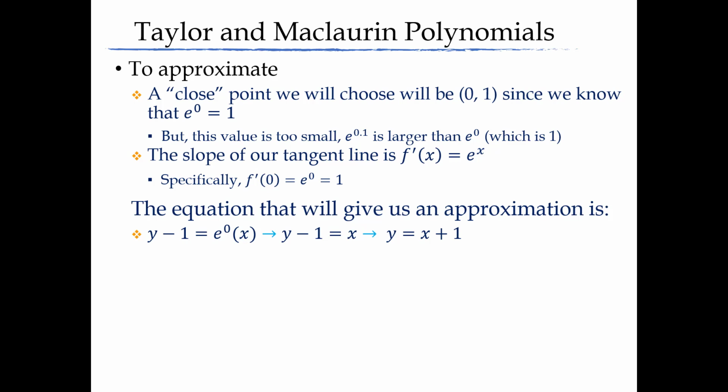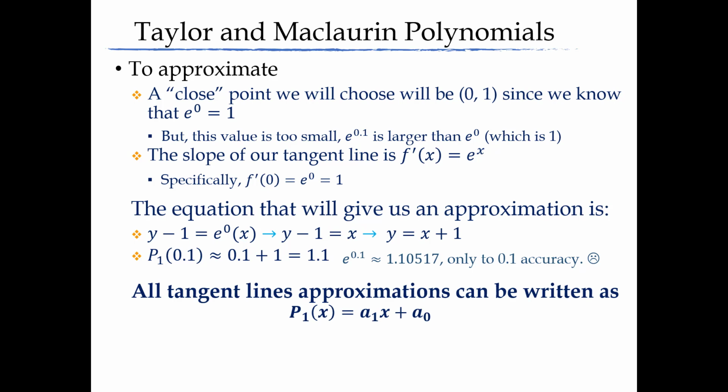If we do that, we'll get y minus 1 is equal to x, which of course we could simplify to y equals x plus 1. Using this linear equation, we can now try to evaluate e to the 0.1 power when x equals 0.1. So all we have to do is substitute 0.1 in for x, and we get that it's approximately 1.1. So we could say e to the 0.1 power is approximately 1.1, but it's definitely not to the 0.0001 accuracy. The actual value of e to the 0.1 power is 1.10517, and our approximation is only accurate to 0.1 accuracy.